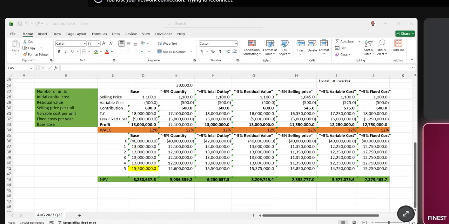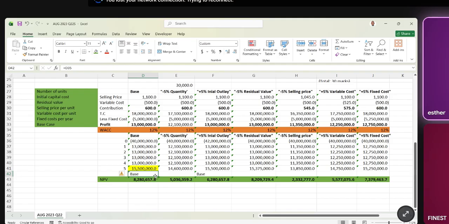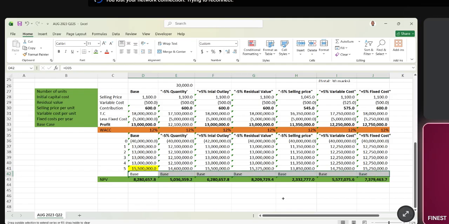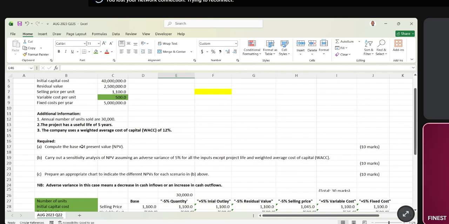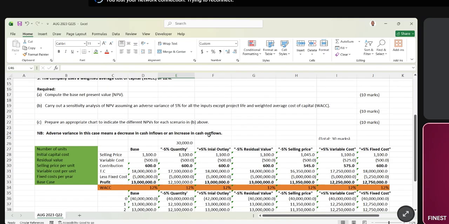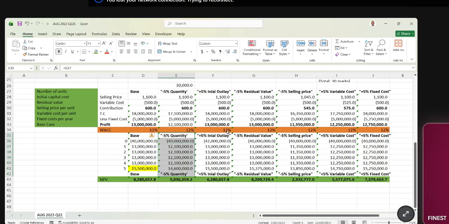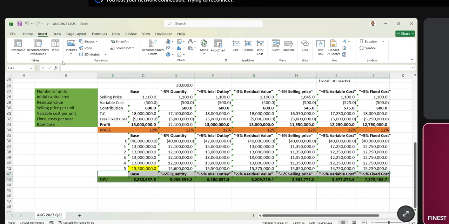Now, once you have done that, I want you to drag, you highlight, you select the base, then where is this misbehaving? Haya, you drag across mpaka huko mwisho, like that. Then what are they saying? The question was saying prepare an appropriate chart indicating the different NPVs for each scenario. So they want this. So if you highlight like that, go to insert, go to charts.